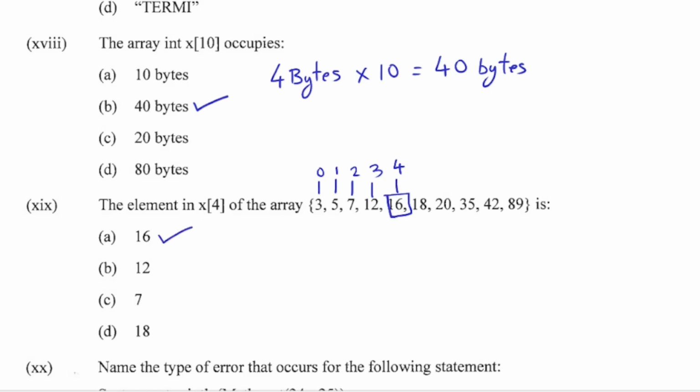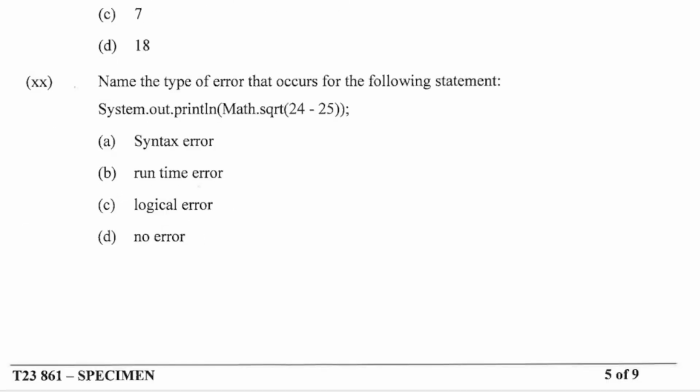Let us now move on to the last MCQ. The question says, name the type of error that occurs for the following statement. And the statement is System.out.println(Math.sqrt(24 - 25)). The options are syntax error, runtime error, logical error, no error.